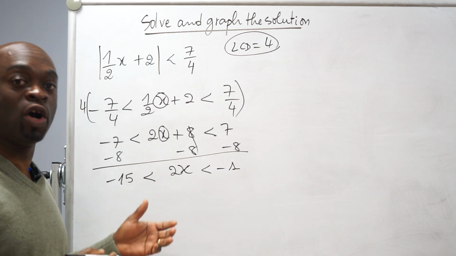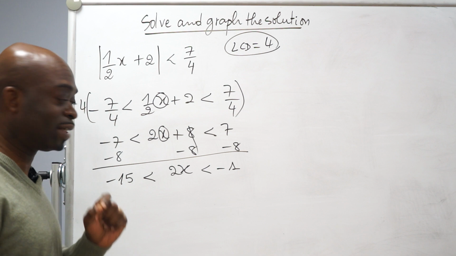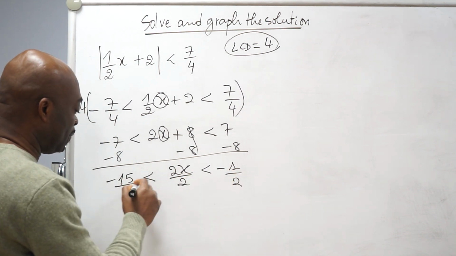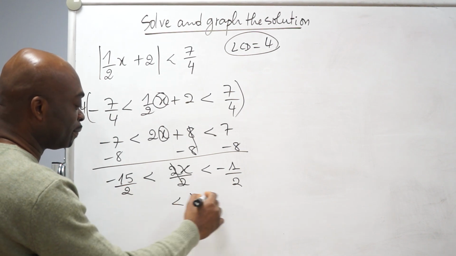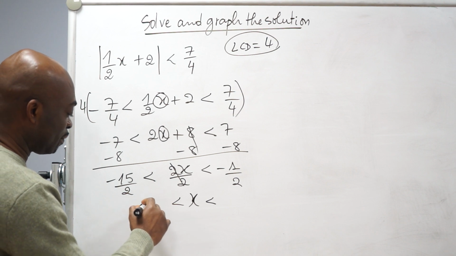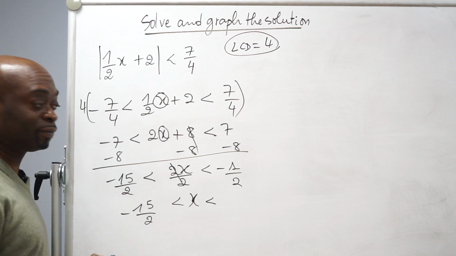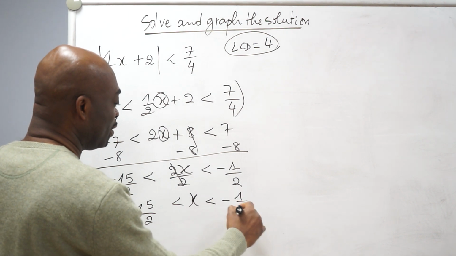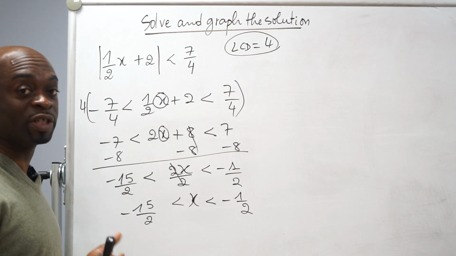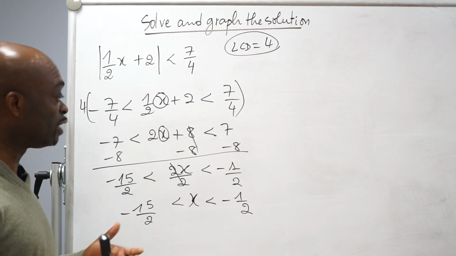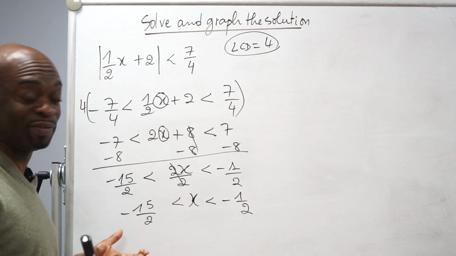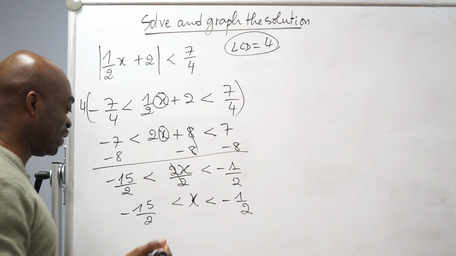Are we finished? No, because we're solving for x only, not 2x. So the 2 has got to go. You divide everybody by 2. And then we end up with negative 15 over 2, and then negative 1/2 here. That's a fraction, but you can divide it to get decimal numbers if you want to. It doesn't matter. So this one can be negative 7.5, and this one is negative 0.5, but you don't need to do that.